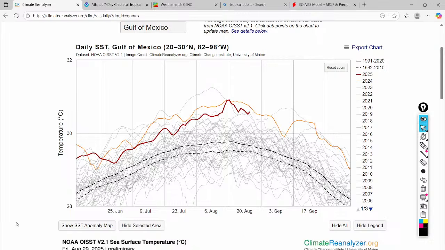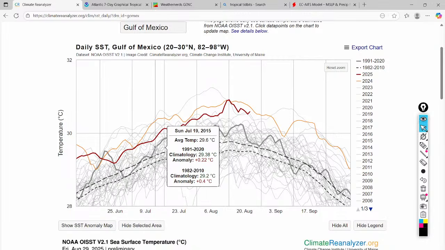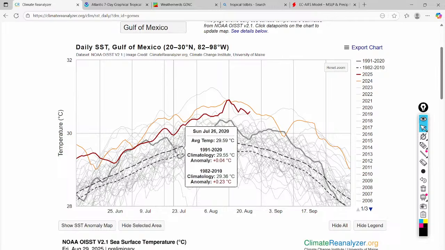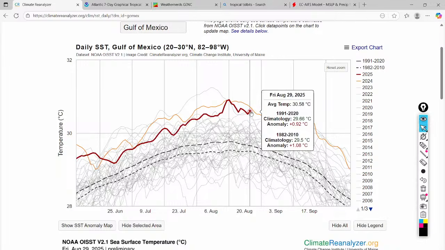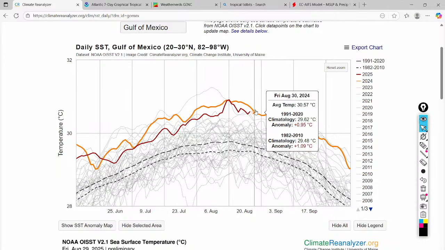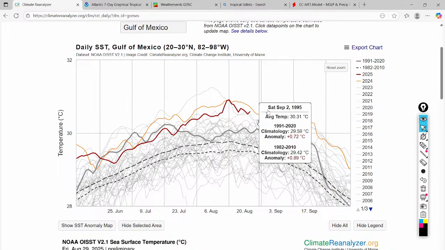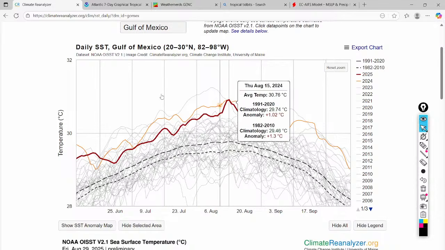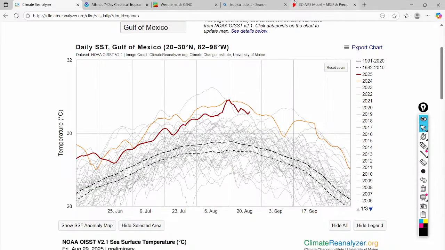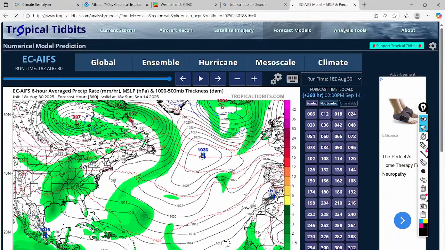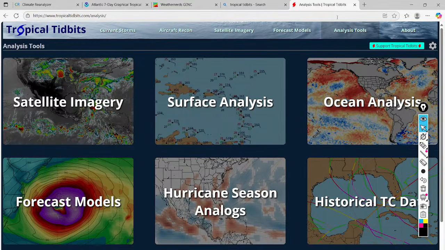All right, let's keep looking. Basically, these are the analogs right now. We are once again rising back from 2024. If we actually keep going back up, we could see it a bit higher than previous years in the Gulf of Mexico. When we take a look at the waters in the Gulf of Mexico, we're going to take a look at some good water temperatures here.